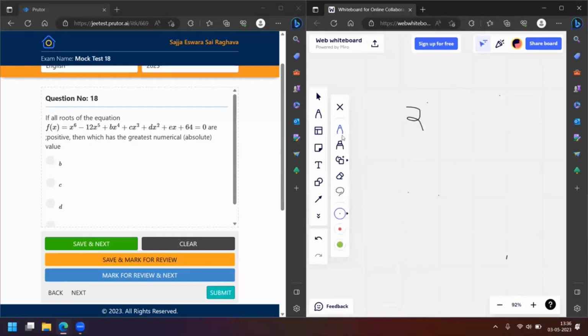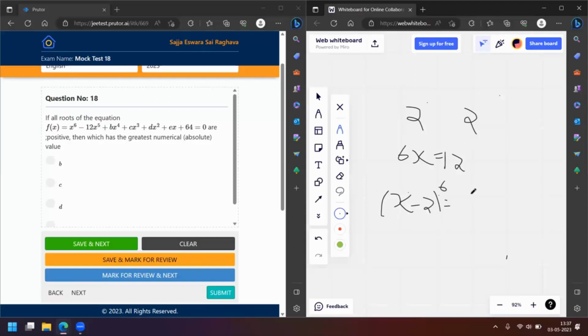We know the geometric mean is equal to 2 as well. Since here the arithmetic mean and the geometric mean are equal, we can conclude that all the roots are equal. So we have the sum of the roots as 6x equal to 12, and we get x is equal to 2 to be the only root. So the values of b, c, d, e can be found, since we know the equation is x minus 2 whole power 6 is equal to 0.